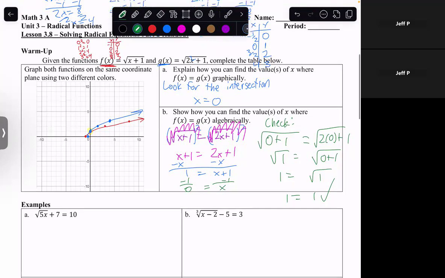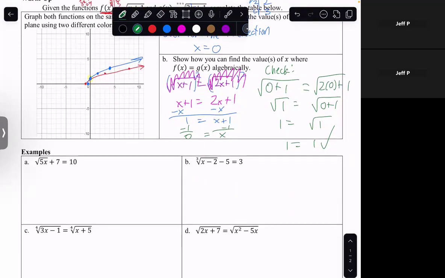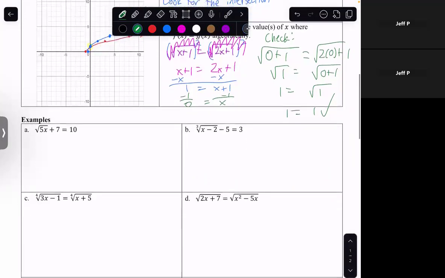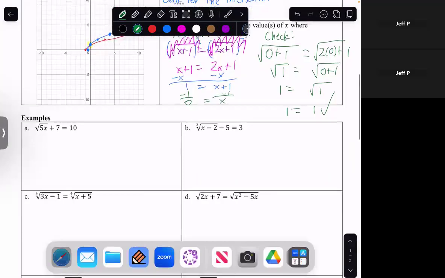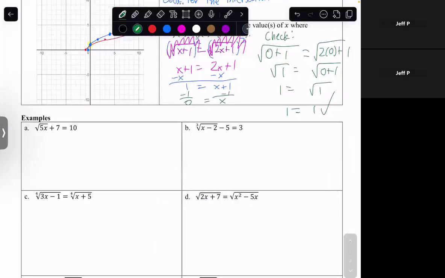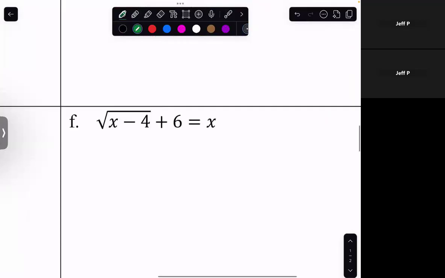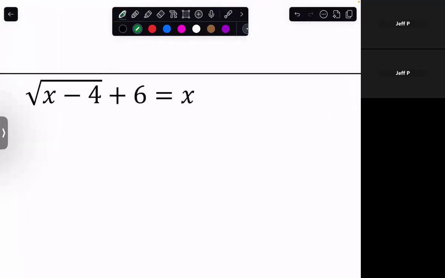So today we're going to see a couple other types of radical equations that we didn't see last time. Why don't we start with, let's jump down to letter F. Square root of x minus 4 plus 6 is equal to x.